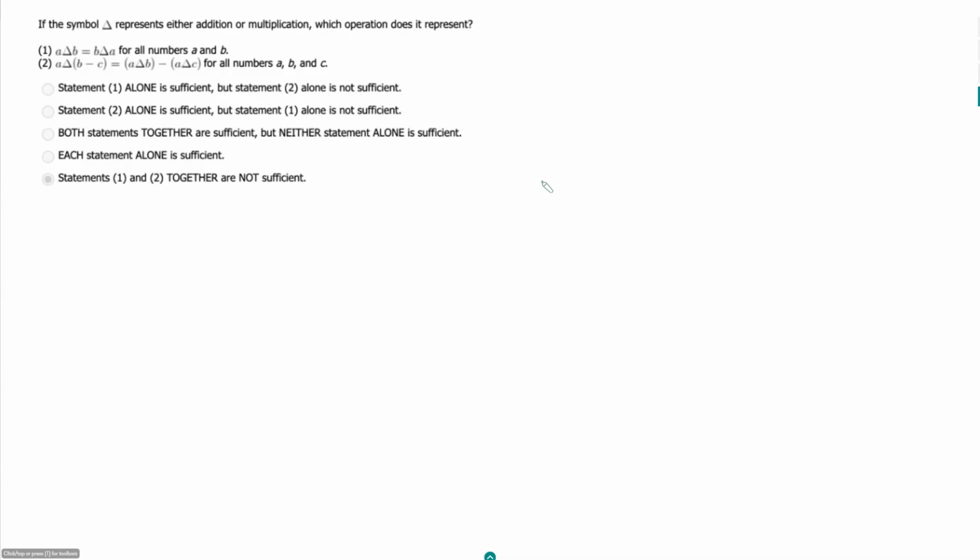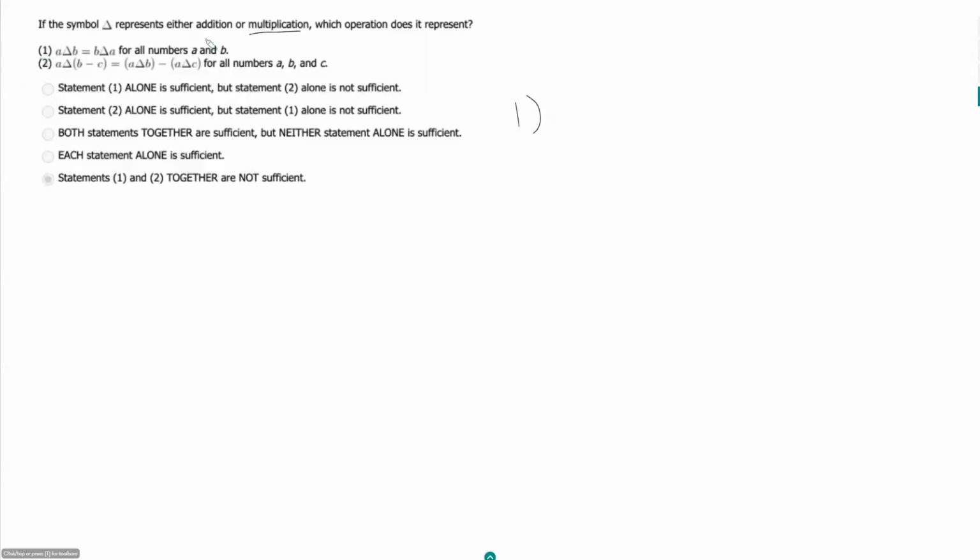If the symbol delta represents either addition or multiplication, which of those does it represent? So I think I saw this problem once before, and I'm pretty sure I spent about 30 minutes working on it before I realized that this said multiplication and not subtraction. So first rule of the GMAT is to always read the question properly.